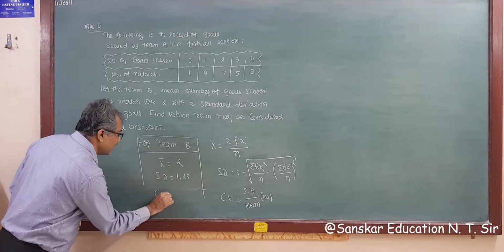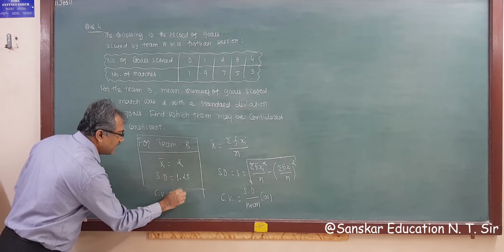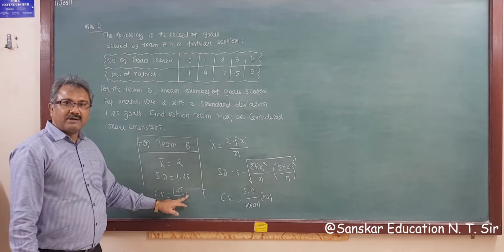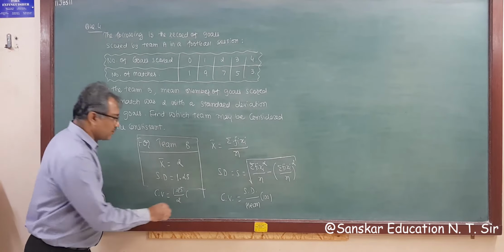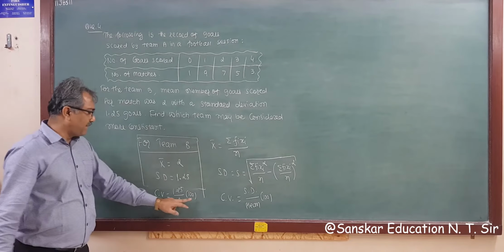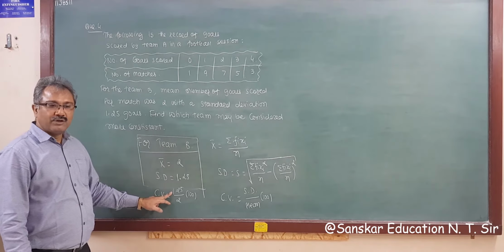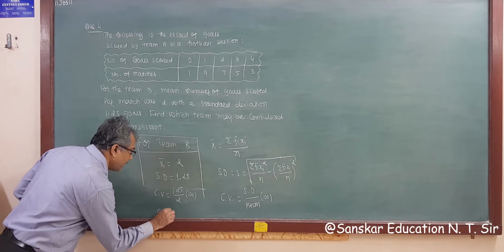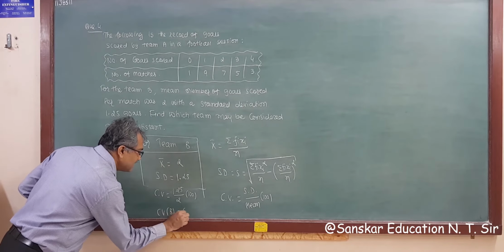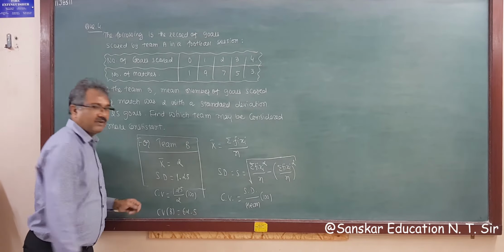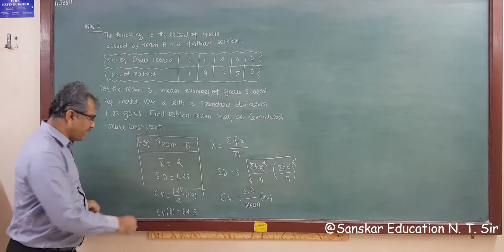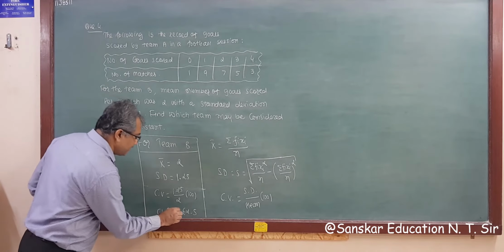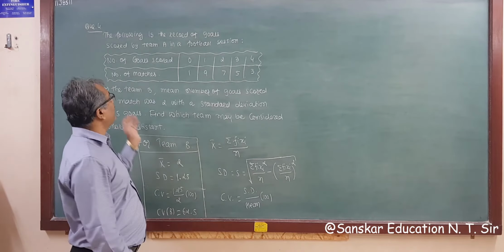So CV is equal to standard deviation 1.25 divided by 2 into 100, right? So this is 50 into 1.25, so 625, that is 62.5. So 62.5 is the CV for team B. So this is finished. The calculation for team B we already finished here. So our only target is to find out CV for team A.